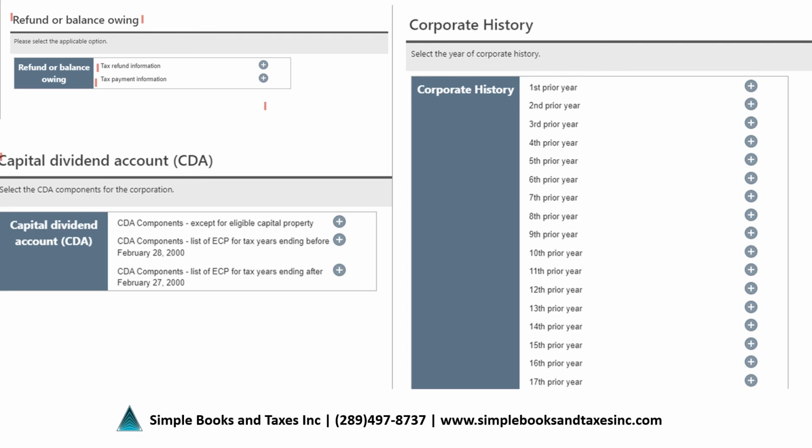Capital dividend account CDA, CDA components except for eligible capital property, CDA components list of ACP for tax years ending before February 28, 2000, CDA components list of ACP for tax years ending after February 27, 2000, and then we press on next. Corporate history, we can enter manually the first prior year, second prior year, and so on.